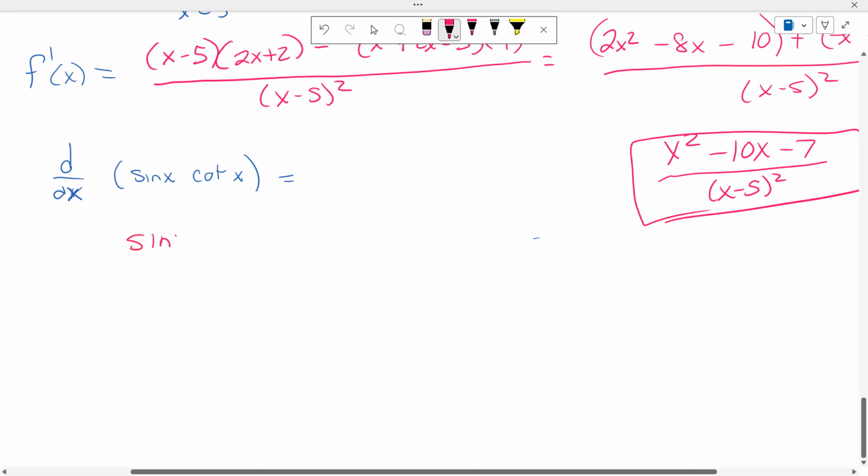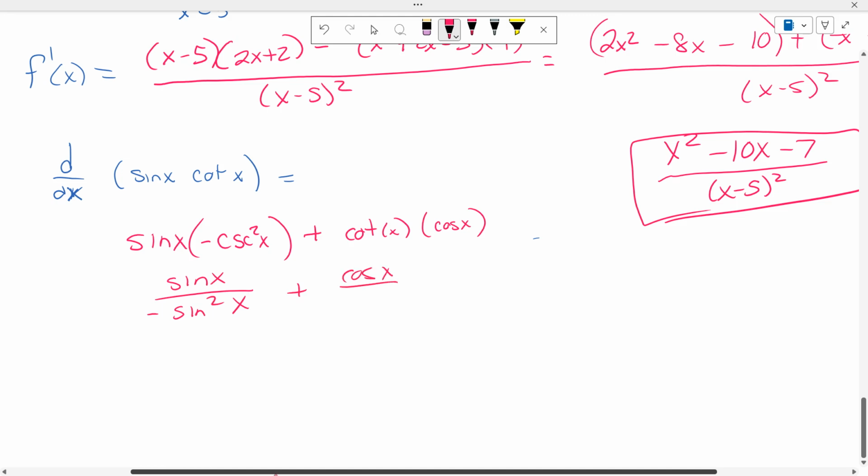Well, it'll be the sine of x. What's the first derivative of the cotangent of x? Negative cosecant squared of x plus the cotangent of x times the cosine of x. Well, what happens here is this is sine of x over negative sine squared of x plus cosine of x over sine of x times cosine of x.